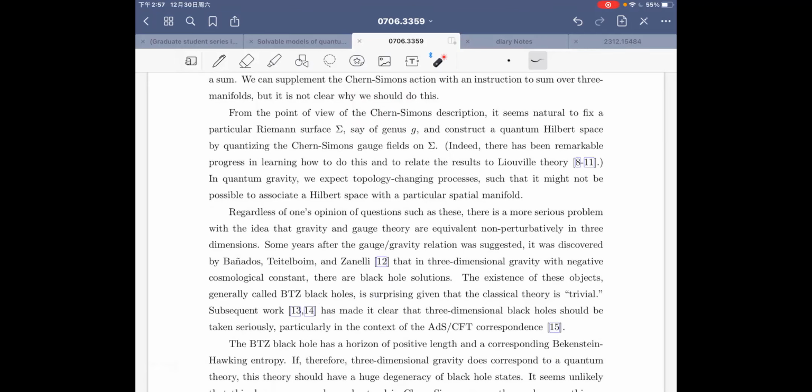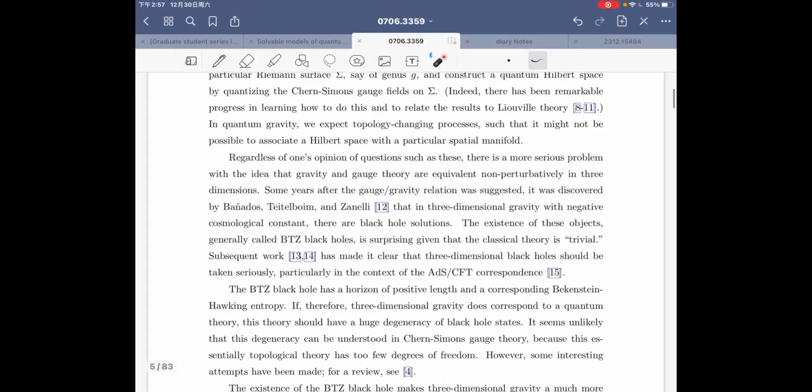If you want to quantize it, you can construct a Hilbert space, but when it comes to quantum gravity, the topology can change. So it seems unlikely that you can construct a simple Hilbert space. And so, is the idea of gauge gravity duality really correct? Are they truly equivalent at a non-perturbative level?